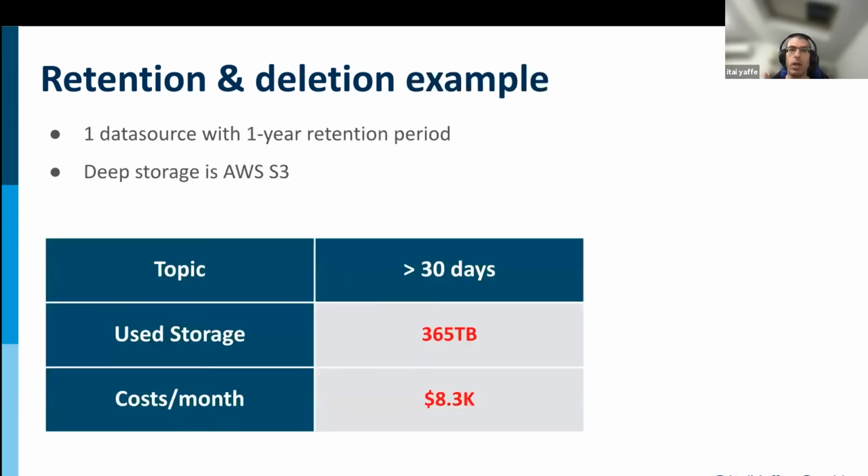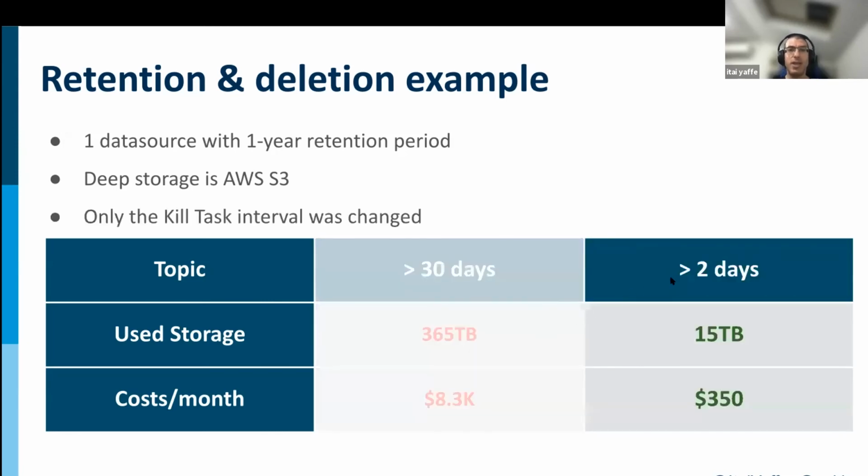Why is this so important? Let's take a real world example. We had one of our data sources that had a 1 year retention period, meaning we wanted to serve queries up to the last year. Our deep storage is AWS S3. Initially our kill task interval was everything older than 30 days, meaning delete all the unused versions that are older than 30 days, but still maintain those versions that are being used for 1 year. And so it took up over 350 terabytes in our deep storage, and it cost us over $8,000 a month.